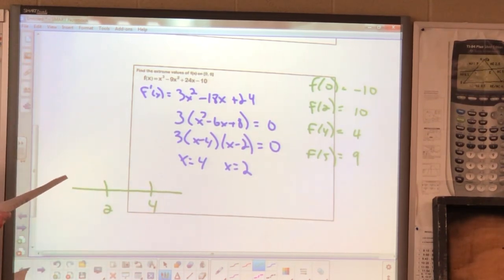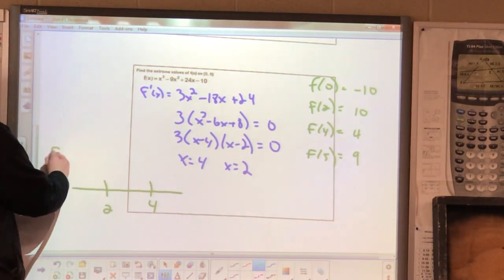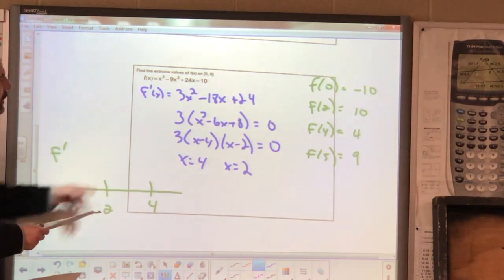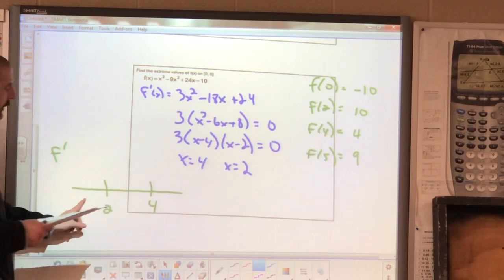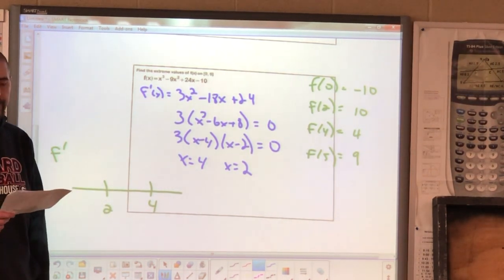Now, again, when doing this, you want to plug into f prime, because that's going to tell us the slopes. So this is going to be of f prime. All right, so we want to make sure we're plugging into f prime. So we're plugging in here. So we're going to plug in for our sign analysis. So pause the video, see what you get there.